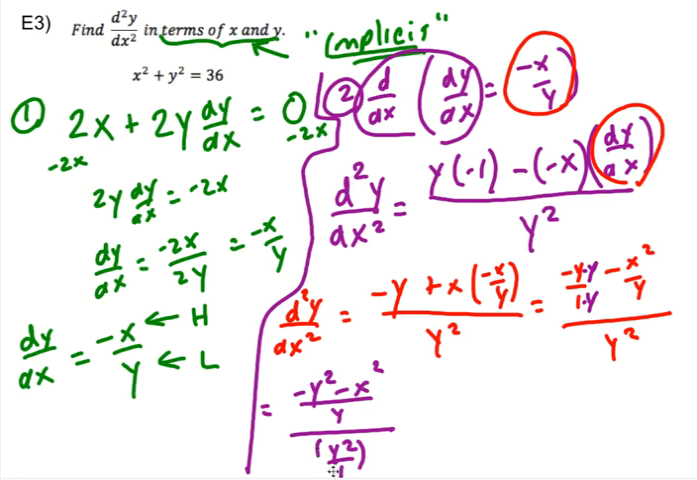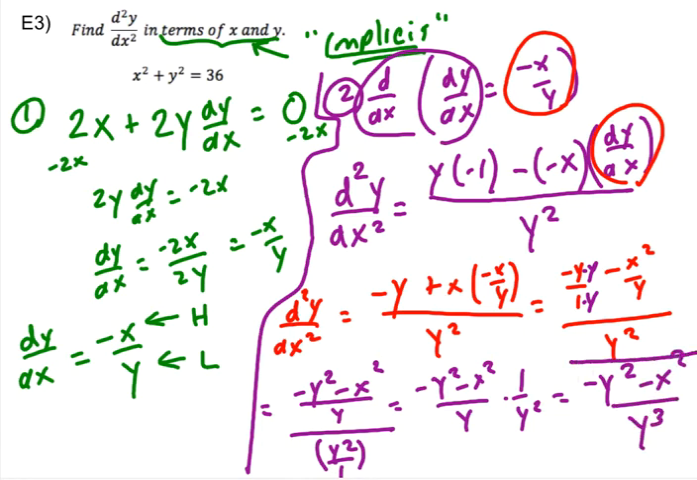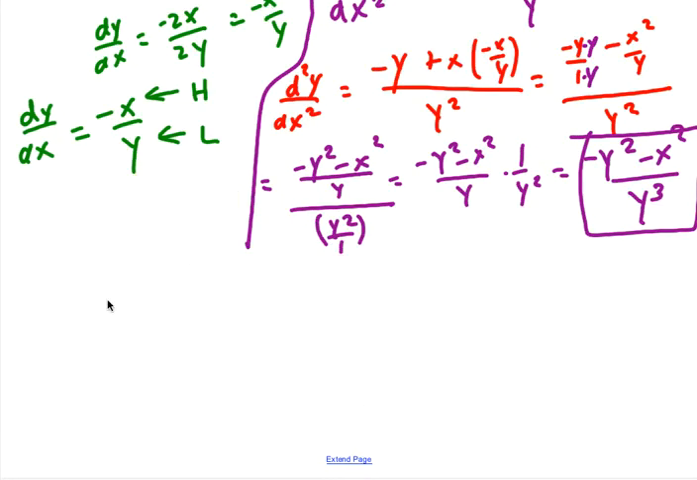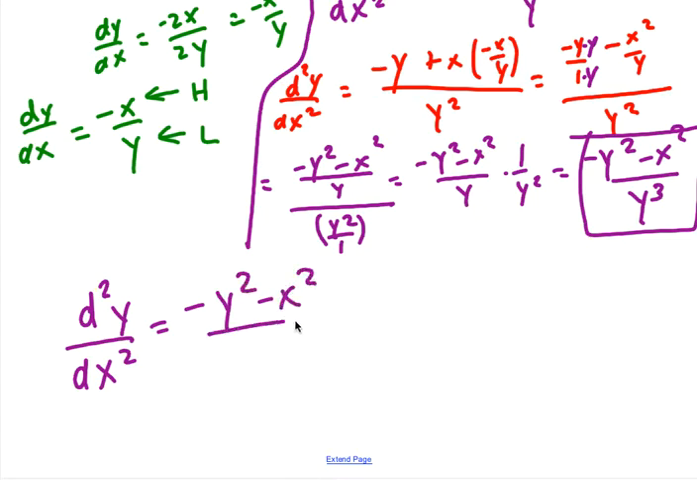Remember that y squared is actually over 1 on the bottom, so this is a negative y squared minus x squared over y times a 1 over y squared. So it's possible you're going to see the answer as negative y squared minus x squared over a y cubed. That's a possible answer. However, if I were the AP Calc exam, it's not the answer I would give you. So it's not wrong to have your answer as d squared y dx squared equals negative y squared minus x squared over y cubed. But the AP is tricky.